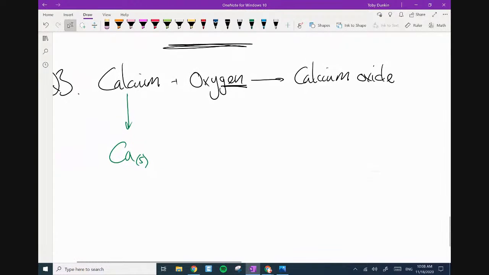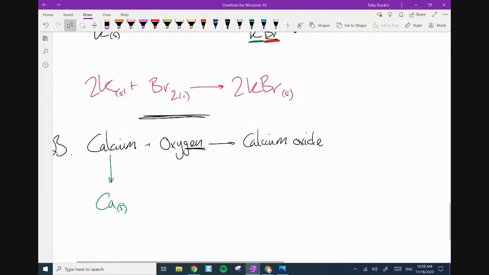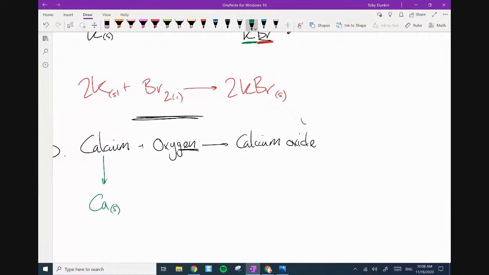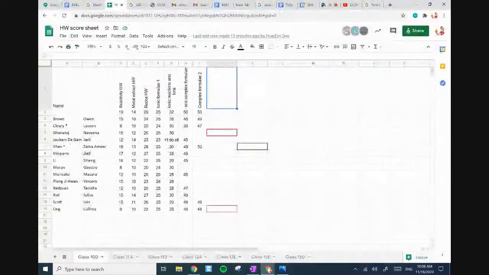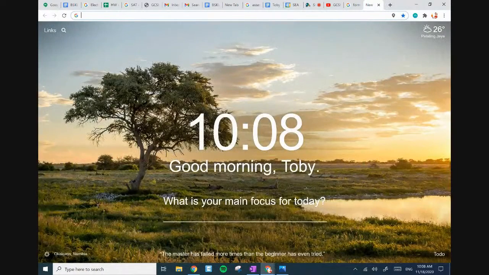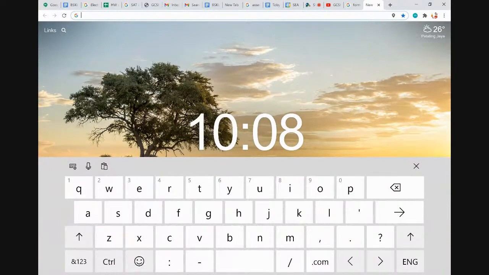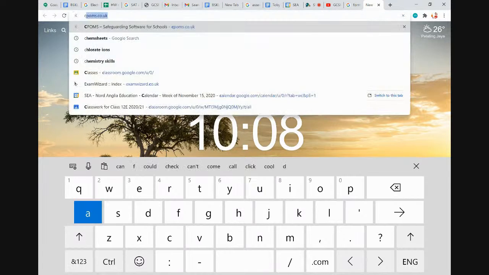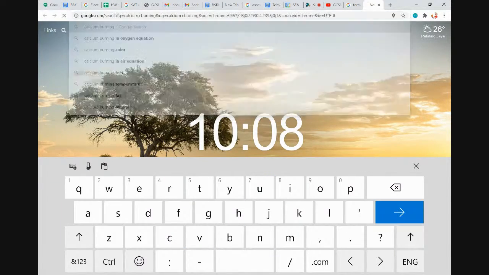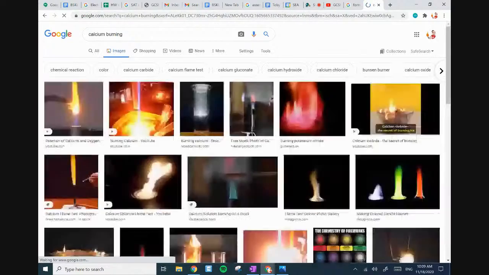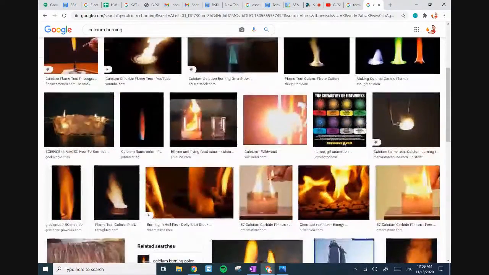That reaction right there, calcium plus oxygen, burns with a beautiful red flame. And I mean, it's stunning. It's bright. This is what's in a flare gun. A beautiful, bright red flame. Just to show you what that looks like. I love my elements. I'd be demonstrating this for you guys in class if we were there. I love burning calcium. It's such a lovely demo. Let's do calcium burning, and you're going to see the flares images. Oh no, they're not particularly great.